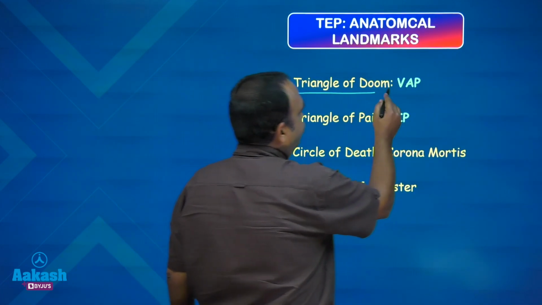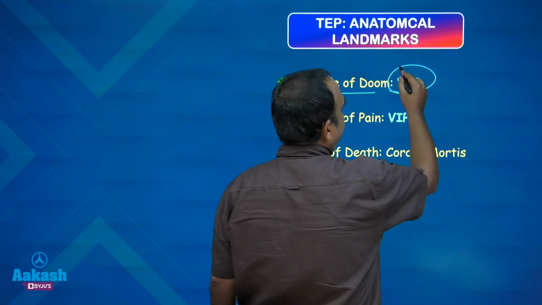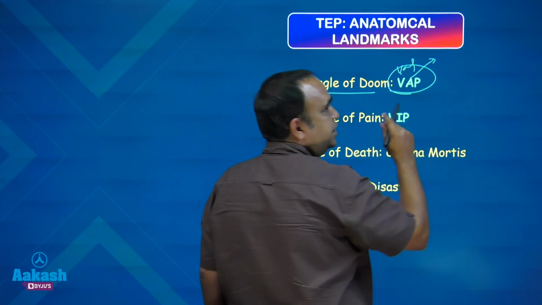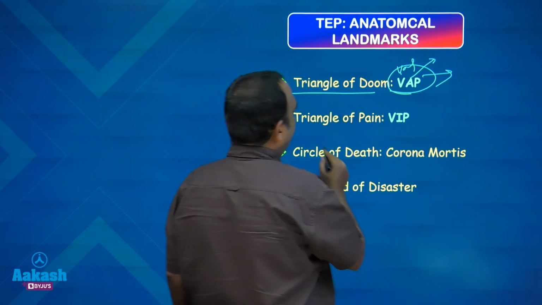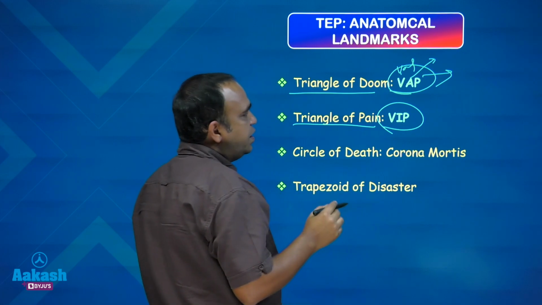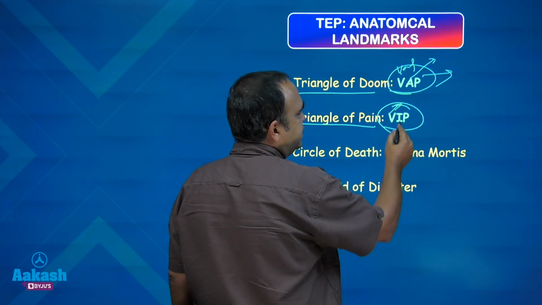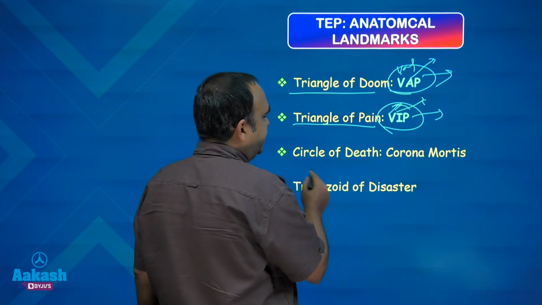So triangle of doom, VAP, that's for vas, artery, that means gonadal vessels, and peritoneum. Triangle of pain, VIP, this V is for vessels, iliopubic tract, and peritoneum.